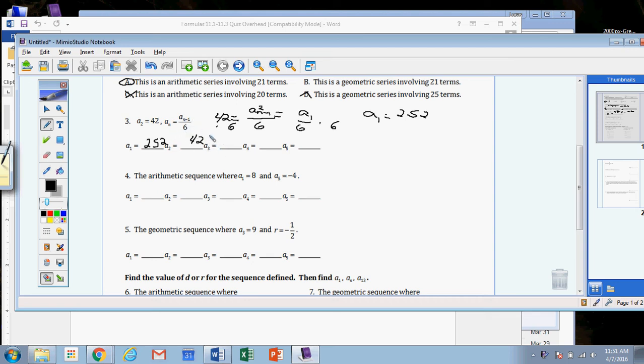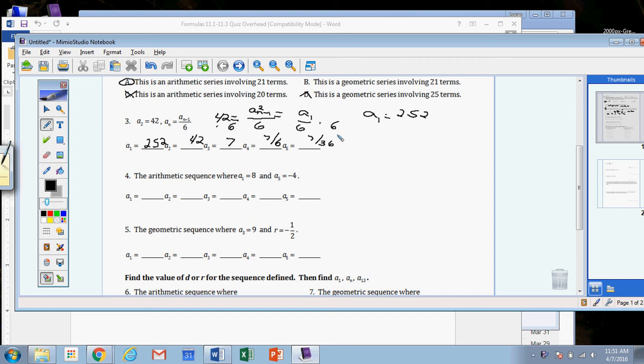Now, using this formula, a sub n minus 1 over 6, I can find the rest, right? My third term value is going to be the previous term. That's what a sub n minus 1 means. The previous term, so 42 divided by 6, so that's going to be 7. My fourth term is going to be my previous term divided by 6, so that's going to be 7 over 6. And then my fifth term is going to be my previous term divided by 6, right? And that's going to be 7 over 36.